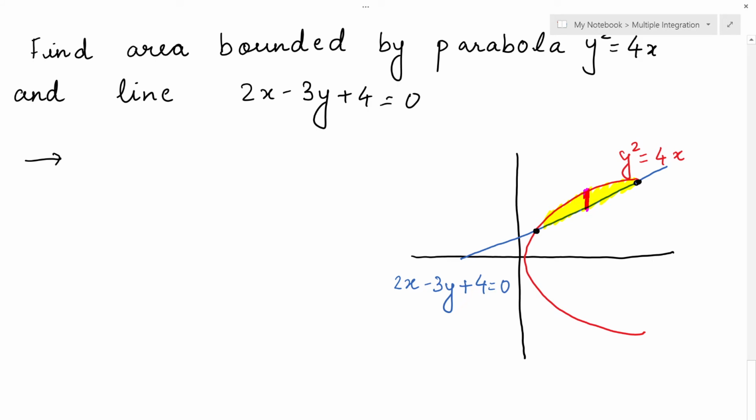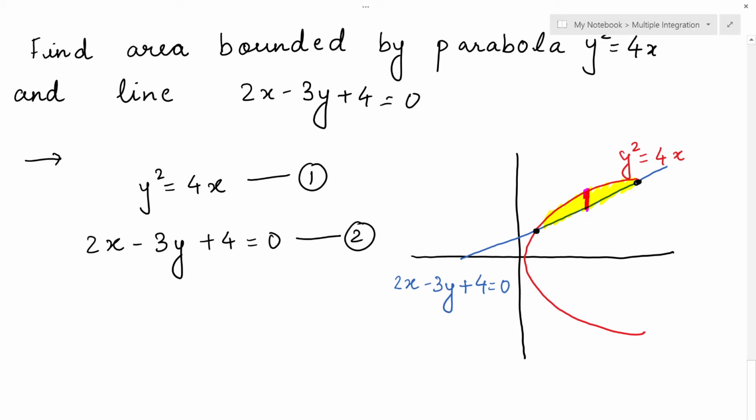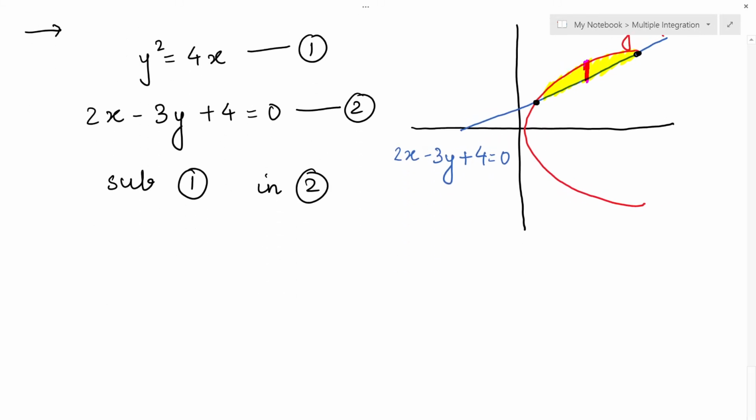We know that we substitute one curve into another. So this is my one curve, this is my another curve. So I will substitute equation 1 and 2, and I'll get the points of intersection. So substituting equation 1 and 2, I'll get 2x plus 4 equals 3y. Okay, so intersection is obtained by this.